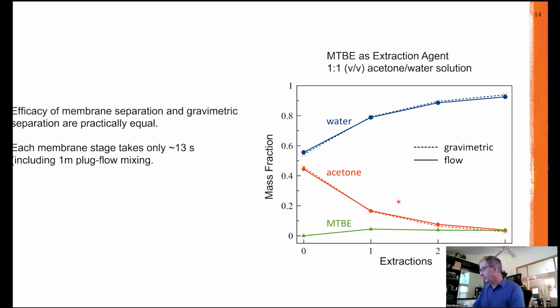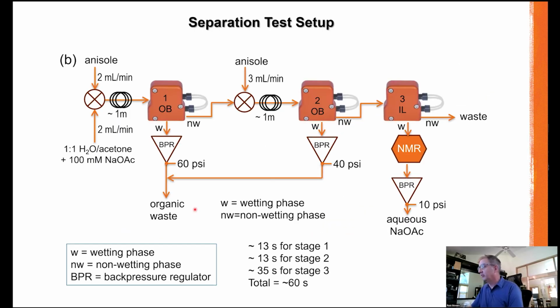In this particular case, we use extraction of acetone from a 1-to-1 by volume water acetone mixture. And you can see the gravimetric and membrane separation are compared here. The advantage of the membrane is that the process takes 13 seconds, including 1 meter of plug flow mixing and about 0.4 milliliter of dead volume in the device, compared to up to 60 seconds for the complete extraction.